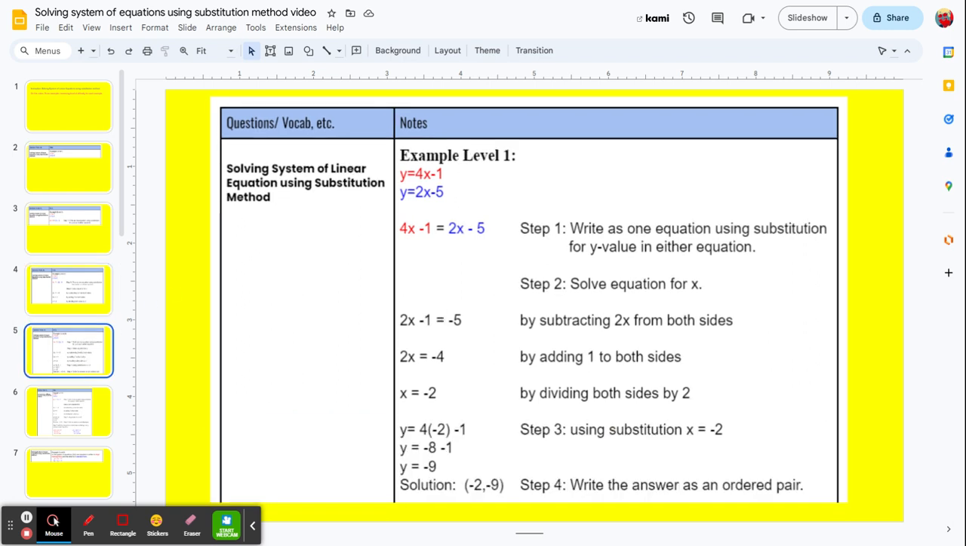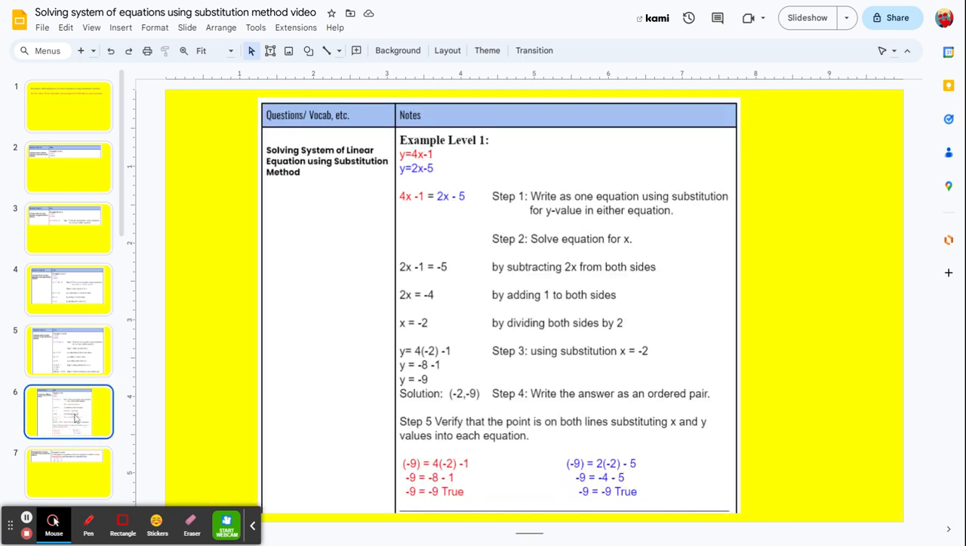All right, so I chose the top equation, the red equation. So y equals 4, substitute the negative 2 in for x, minus 1. Okay, y equals, well, 4 times negative 2 is negative 8, minus 1. So y equals negative 9. So now our solution for the system is that point of intersection, which is the point negative 2 comma negative 9.